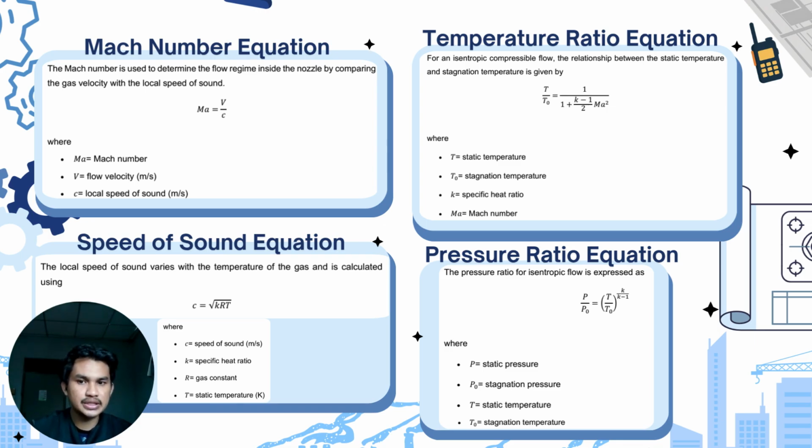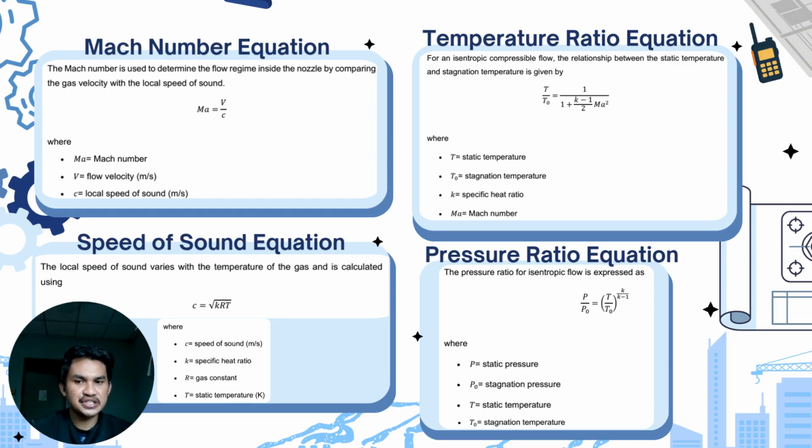So the second equation is the speed of sound equation. It shows that the speed of sound depends on the gas temperature. As the gas expands and cools inside the nozzle, the speed of sound decreases, which also affects the Mach number.